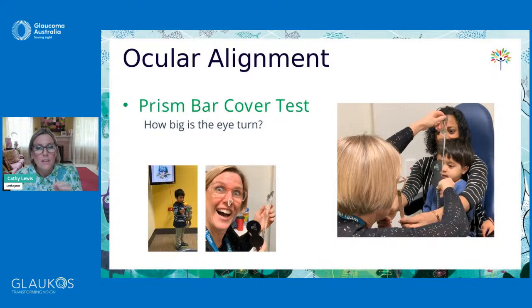And just keep in mind there are lots of different types of eye turns. Some lead to amblyopia, some do not. Some are corrected with glasses, some require surgery, and some never need any treatment.